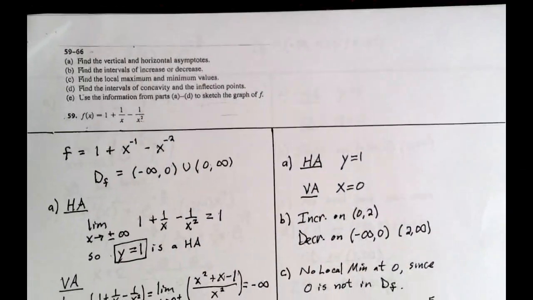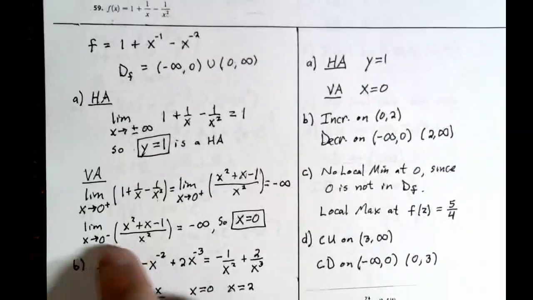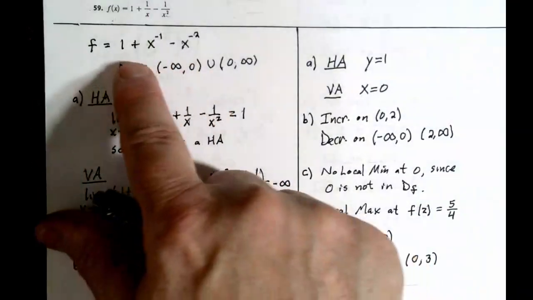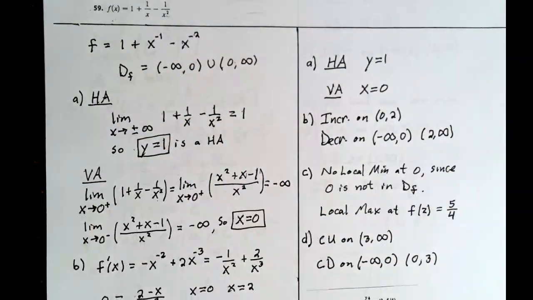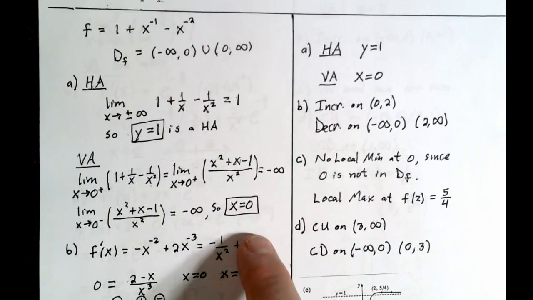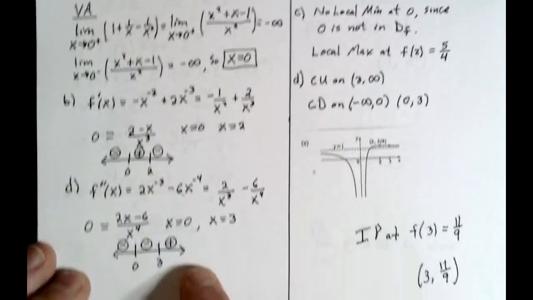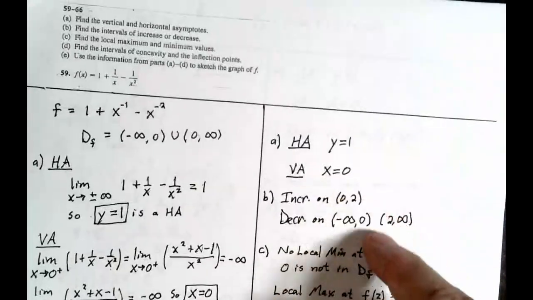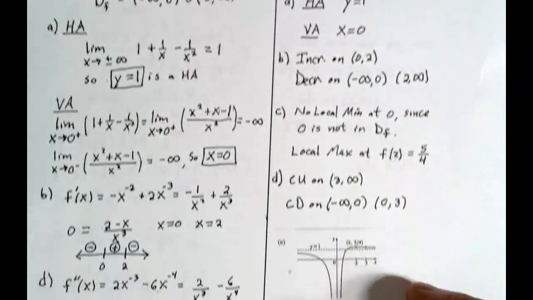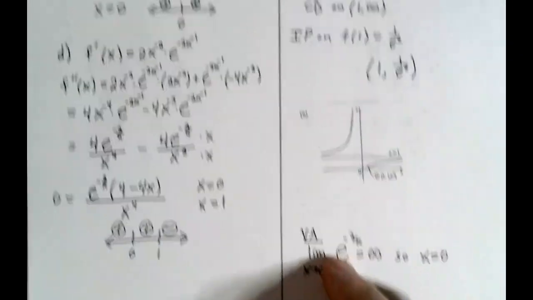59, take the first derivative, and notice here they want to check for asymptotes. If you check for asymptotes at plus or minus infinity, you get y equals 1. If you check at 0, which is the place where this function is undefined, you find that you have vertical asymptotes at x equals 0. And then everything else is the same, first derivative, second derivative, and now you're able to state everything that you found based on the original function.